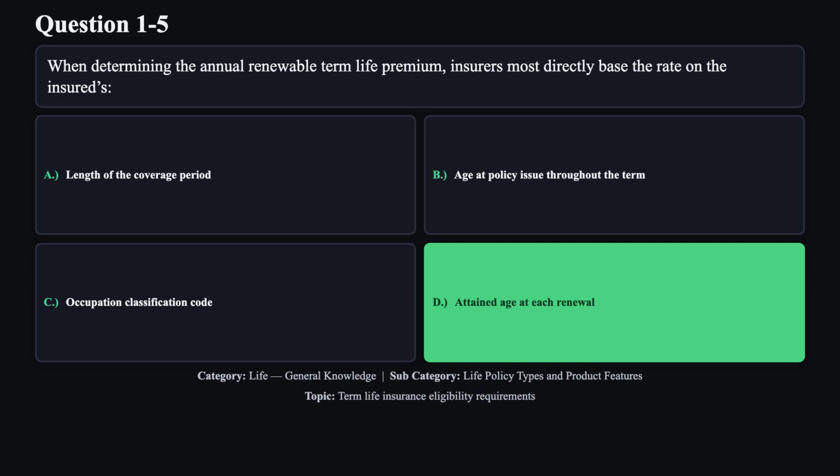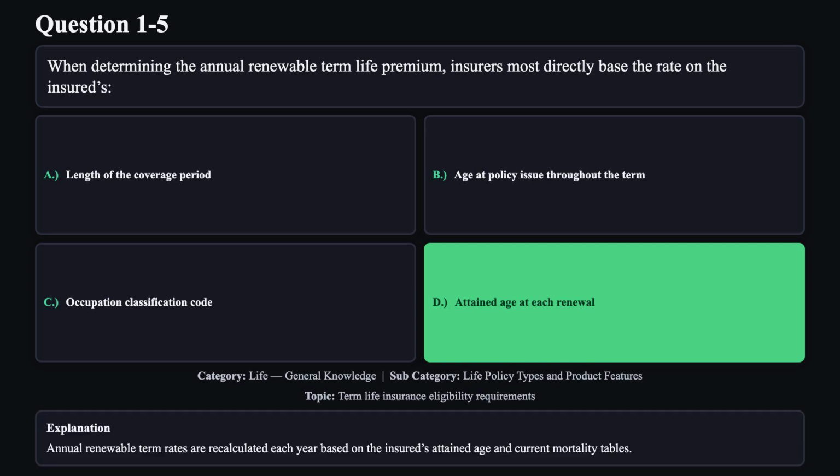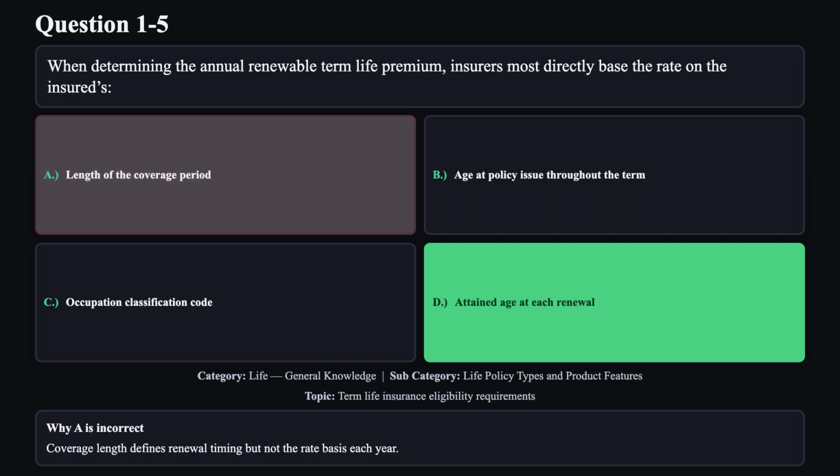The correct answer is D. Annual renewable term rates are recalculated each year based on the insured's attained age and current mortality tables. Reason A is not correct. Coverage length defines renewal timing, but not the rate basis each year.